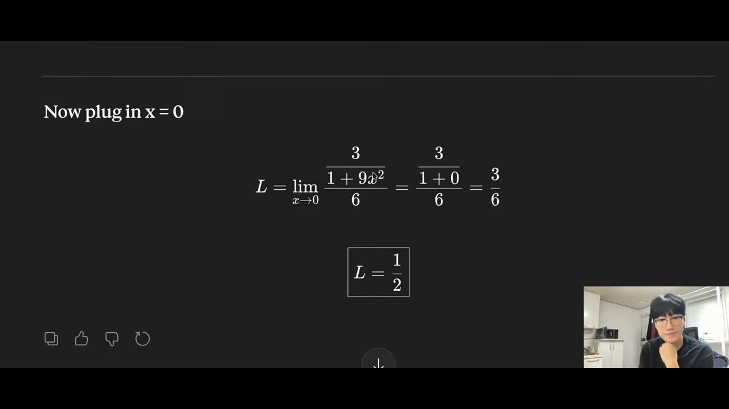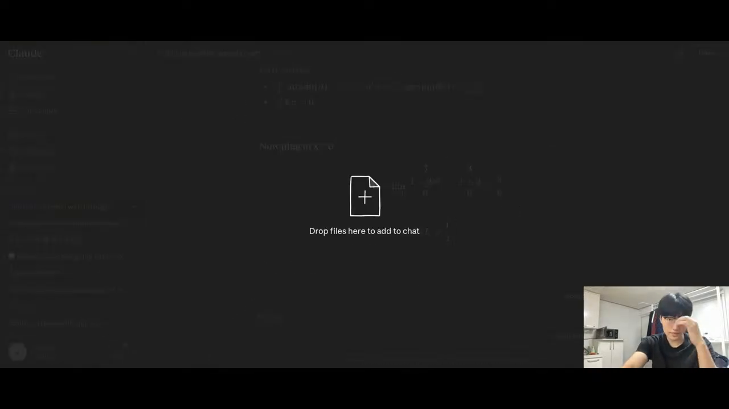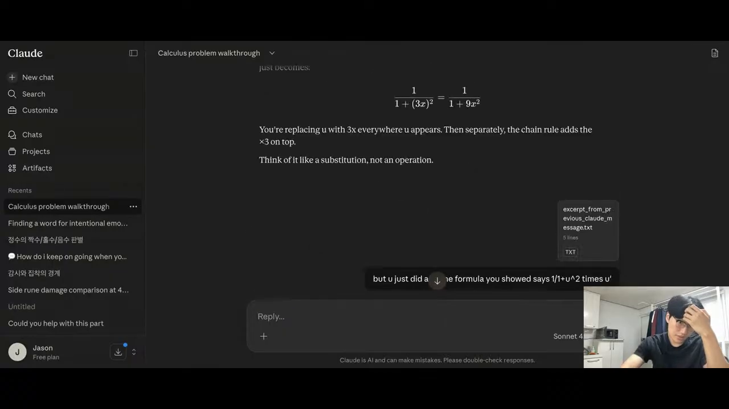Now, since it's a limit, you plug in 0, which makes it 3 over 1 over 6, which is 1 over 2. So 1 over 2. Okay. Love the feeling of getting it right.